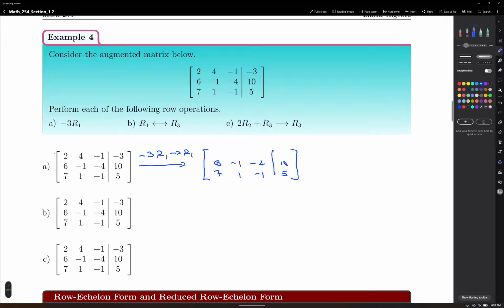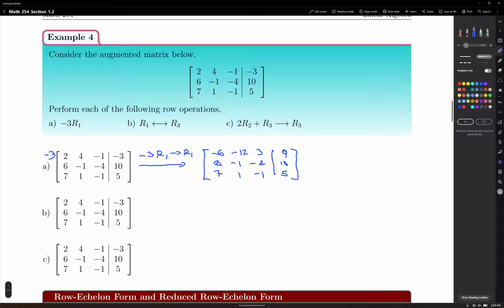Okay, so let's do the operation for the first row. I'm going to multiply everything by negative 3. So negative 3 times 2 is negative 6. Negative 3 times 4 is negative 12. Negative 3 times a negative 1 is 3. And negative 3 times a negative 3 is positive 9. All right? So we obtain a new row 1, having the remaining two rows intact, in fact.